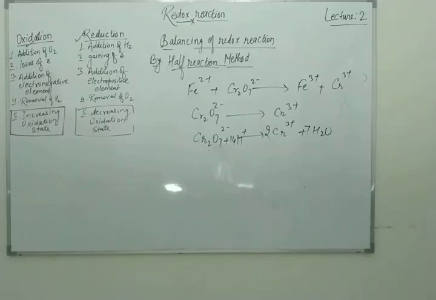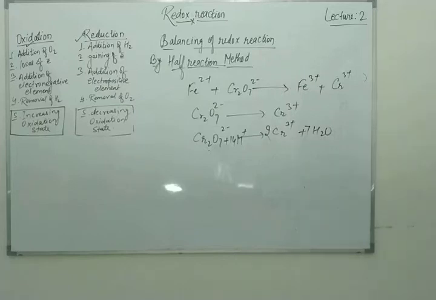So you can see chromium has been converted from plus 6 to plus 3 oxidation state. Adding electrons to one side of the half reaction to balance the charge, if needed, we make the number of electrons equal in the two half reactions by multiplying one or both half reactions by an appropriate coefficient. Appropriate coefficient means whatever the number of atoms and molecules are there, you have to make both the reactions equal. We add the two half reactions to achieve the overall reaction and cancel the 6 electrons on each side. This gives the net ionic equation.